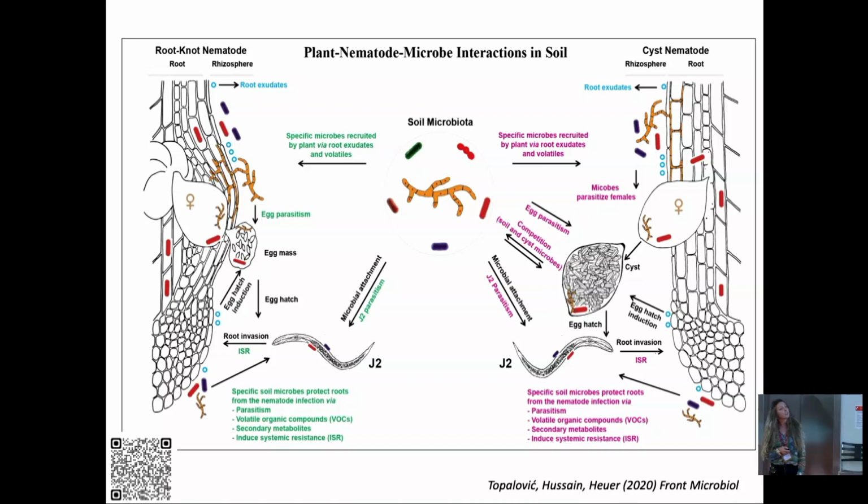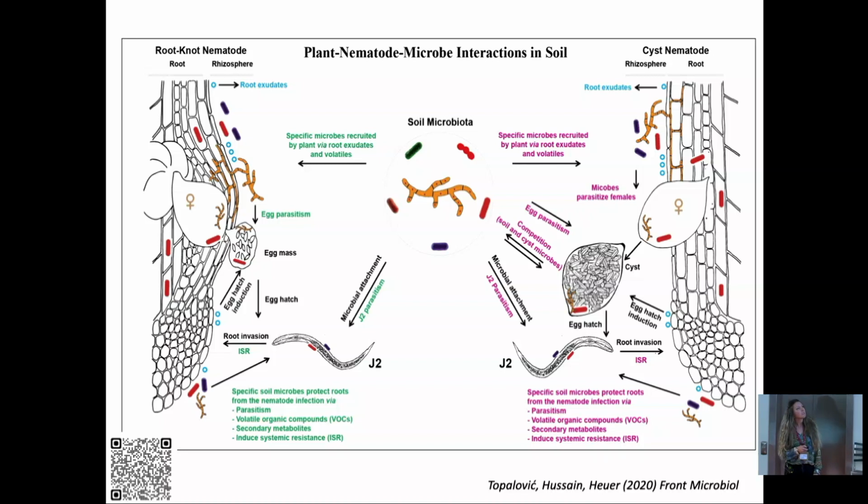This is a figure from our review from a couple of years ago, where we wanted to show how microbes can suppress nematodes. For instance, while juveniles are in soil, this is the only stage that can be present in the soil. Microbes attach to the nematode surface. Important to mention here is that most plant parasitic nematodes cannot ingest the microbes, because they have a very narrow feeding apparatus, so microbes are attached to their surface.